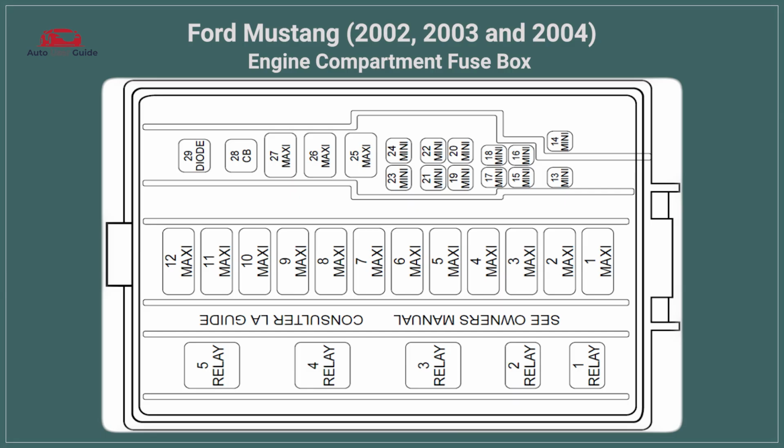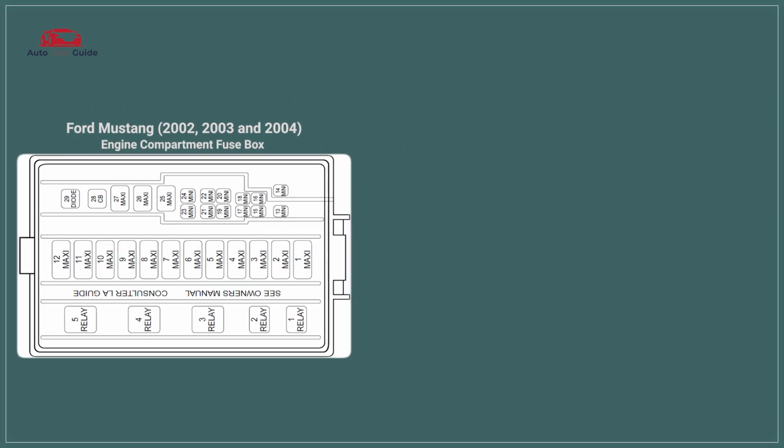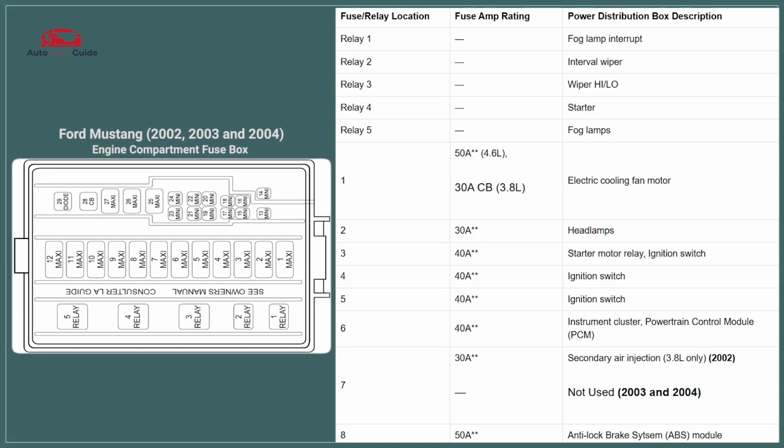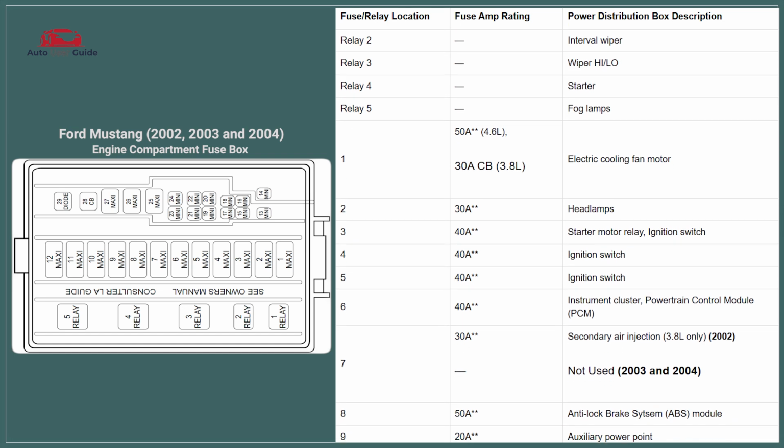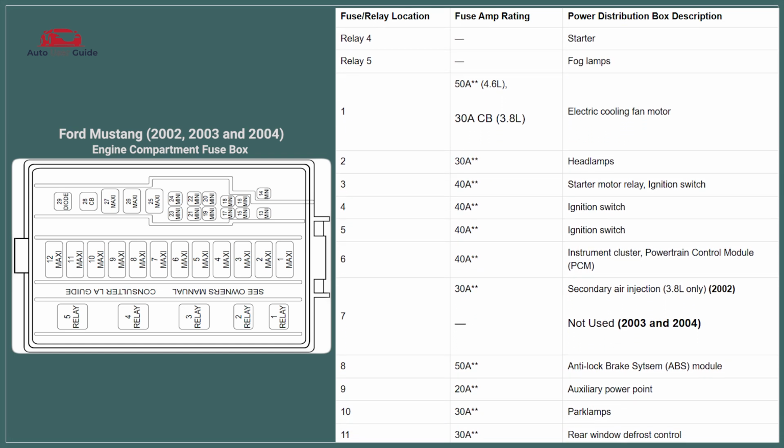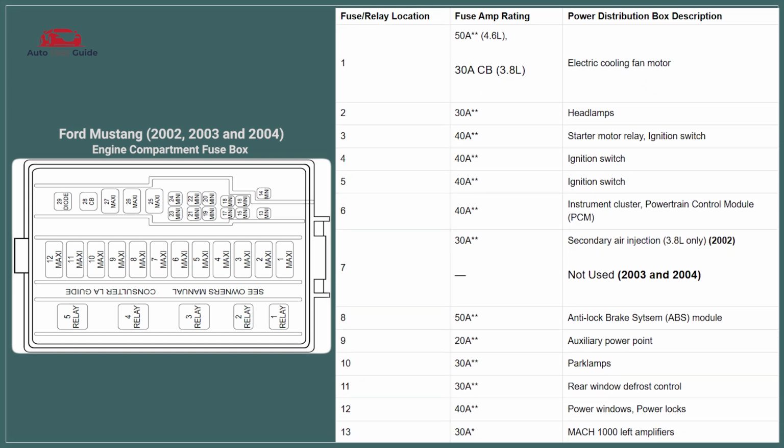The engine compartment fuse box in the 2002, 2003, and 2004 Ford Mustang distributes and protects power to critical systems like the fuel pump, ignition, PCM, cooling fan, and AC through fuses and relays.